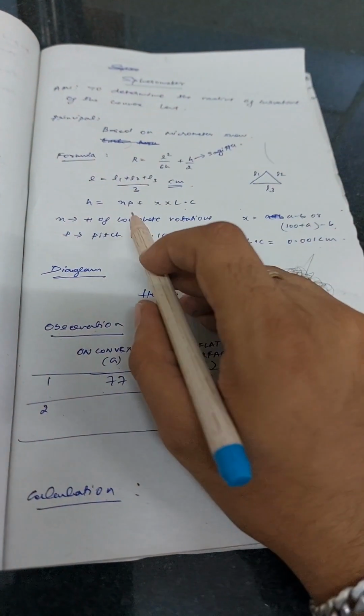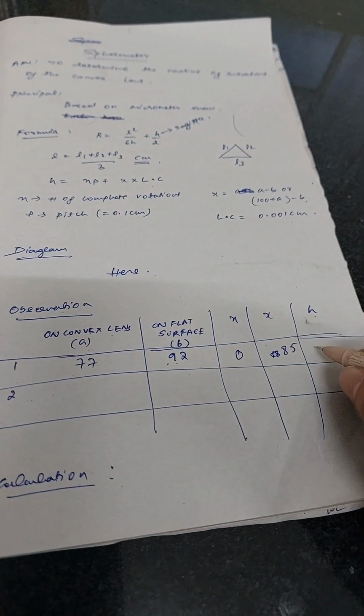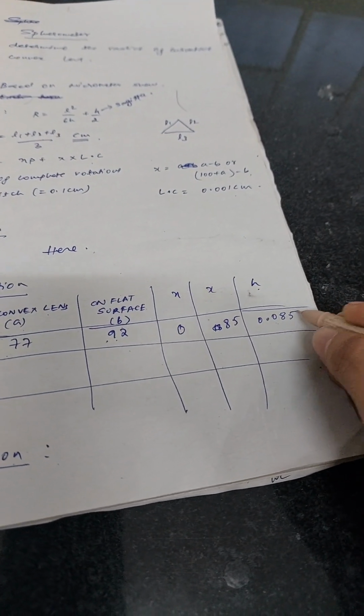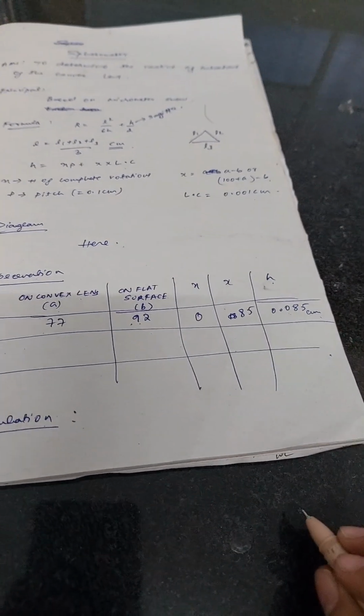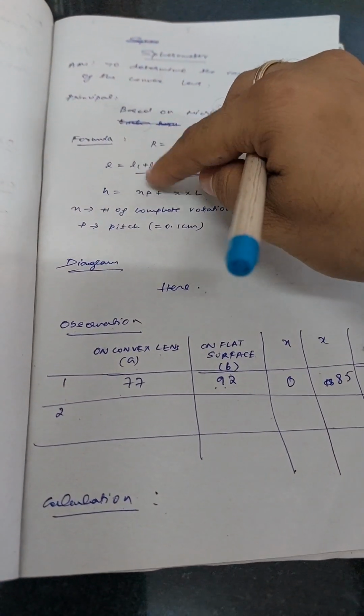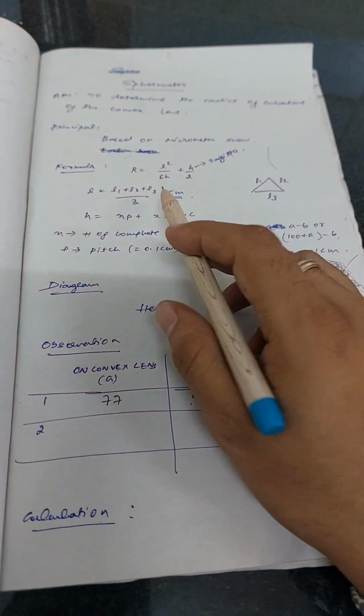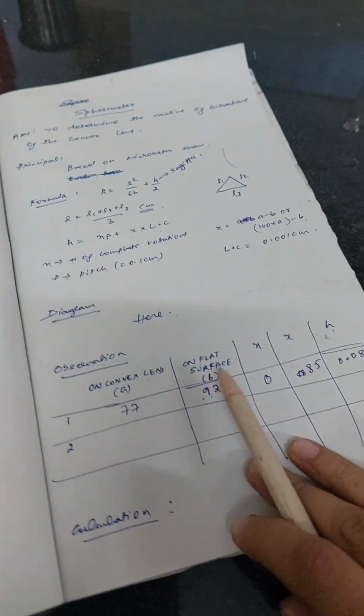Now what is h? We already have the formula here. If you substitute, we will get 0.085 centimeter. That's my h. Now if I substitute back in the first formula, R is equal to L square over 6h plus h by 2, I will get the radius of curvature.